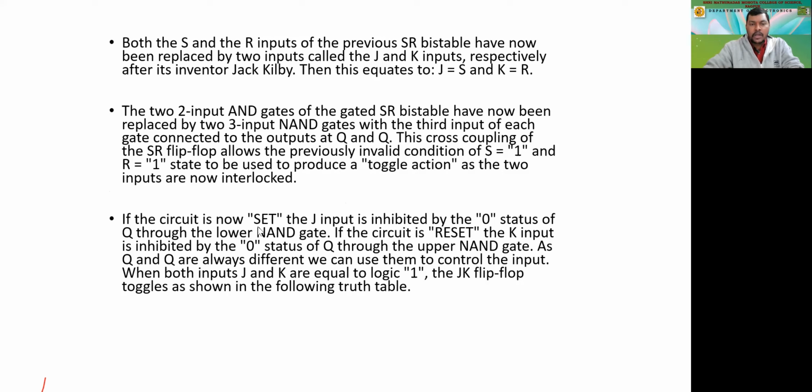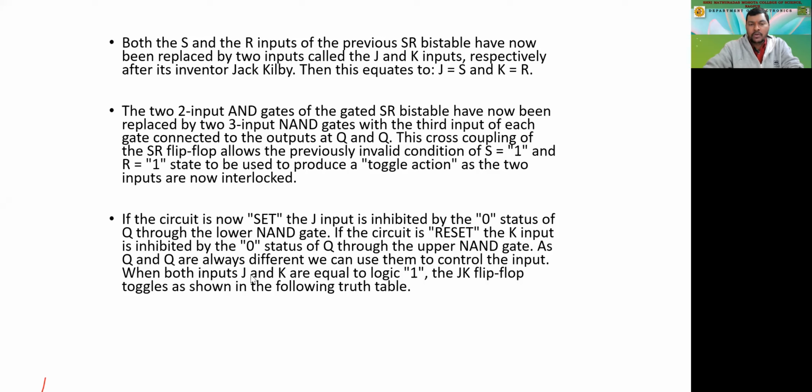Now if the circuit is now set, the J input is enabled by the zero status of the Q through the lower NAND gate. If the circuit is reset, the K input is inhibited by the zero status of Q through the upper NAND gate.